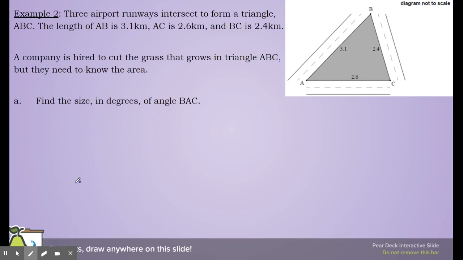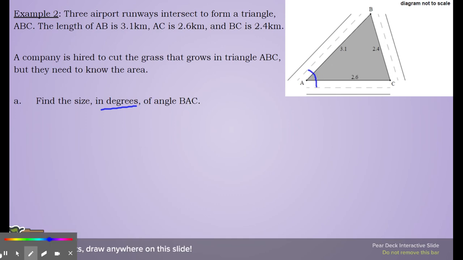All right, example 2. Three airport runways intersect to form a triangle, ABC. The length of AB is 3.1 kilometers, AC is 2.6, and BC is 2.4 kilometers. A company is hired to cut the grass that grows in triangle ABC, but they need to know the area. So they're first asking us to find the size in degrees of angle BAC. So we're looking for this angle.